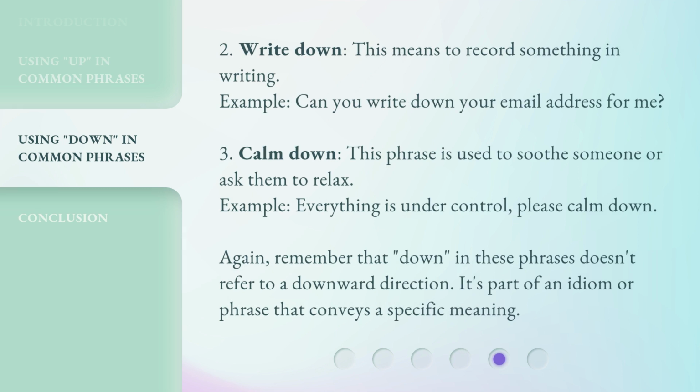2. Write down. This means to record something in writing. Example: can you write down your email address for me? 3. Calm down. This phrase is used to soothe someone or ask them to relax. Example: everything is under control.